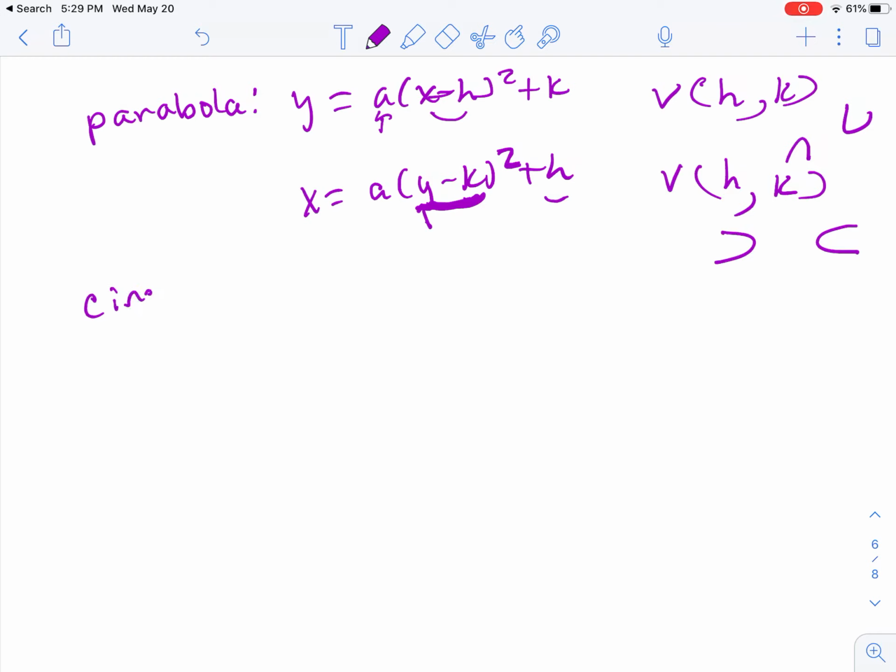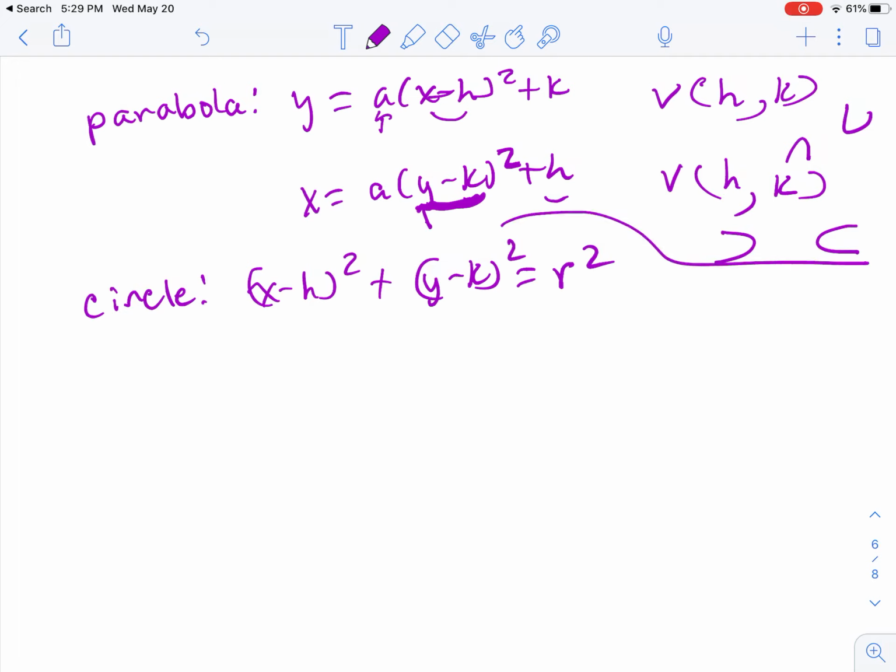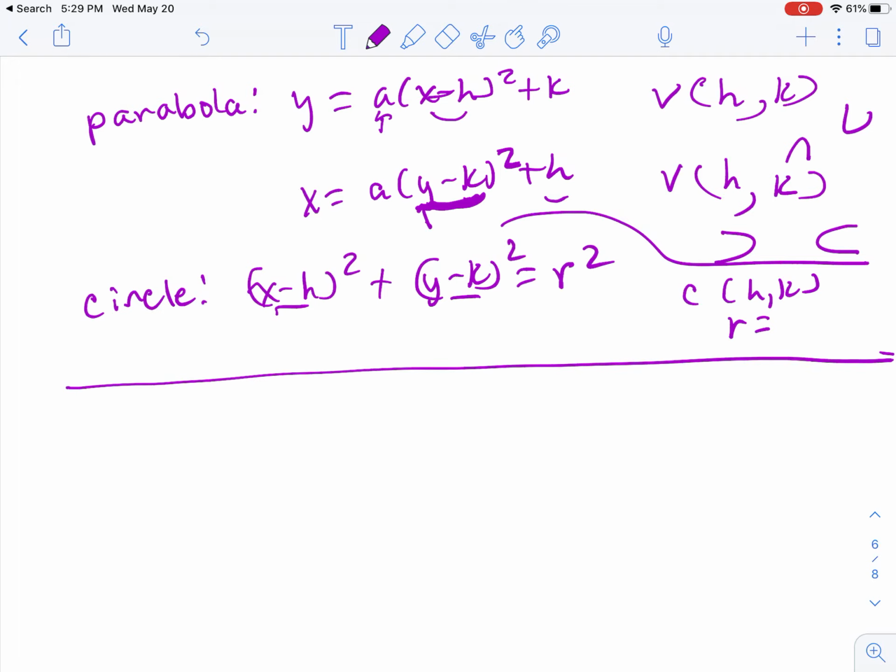A circle, you've studied before. The formula that is the most helpful is (x minus h) squared plus (y minus k) squared equals the radius squared. If you have this, you know the center and the radius. If you have it in standard form, you want to get it into this form so that you can see what to do.